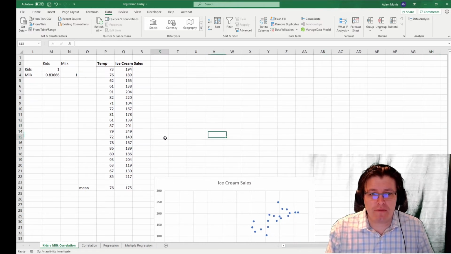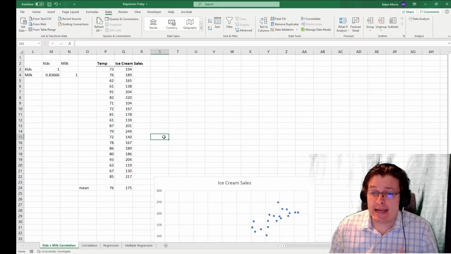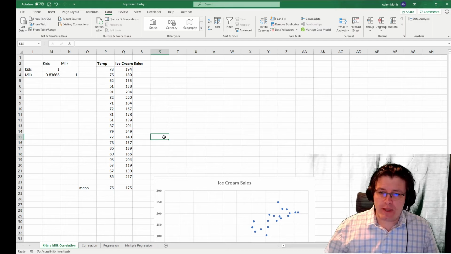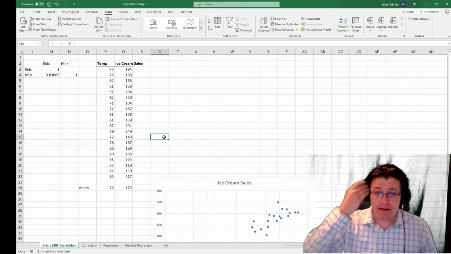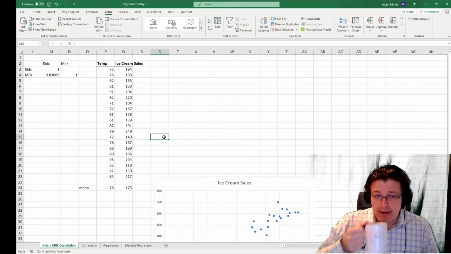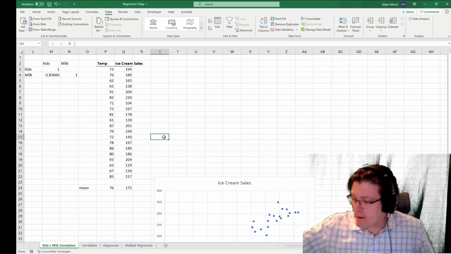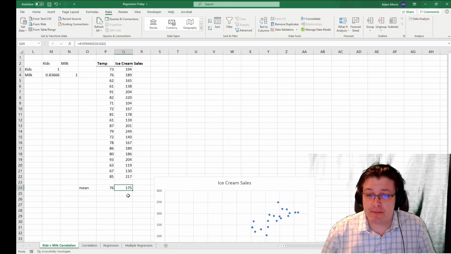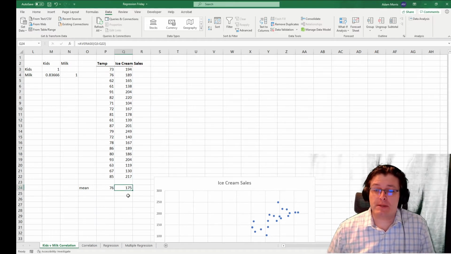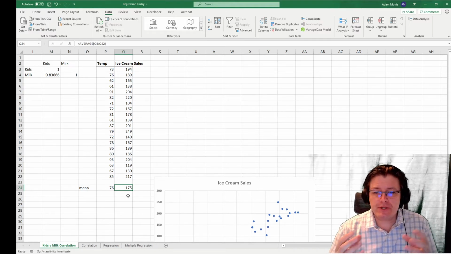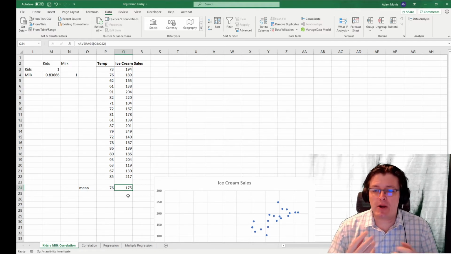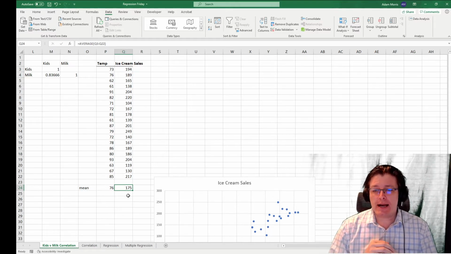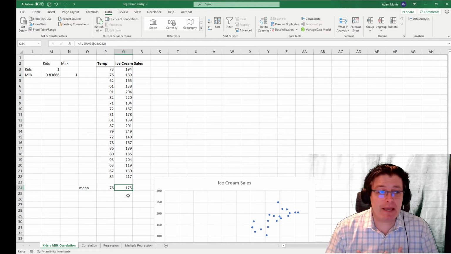Okay, so I'm going to just scroll over here, and I have some data on temperature and ice cream sales. Okay, still going to be a little silly of an example, but what do we have here? So maybe you run an ice cream stand. Okay, and you know that on average you sell 175 ice cream cones a day. Okay, pretty good business. But you have reason to believe that this is somehow connected to the temperature, right?